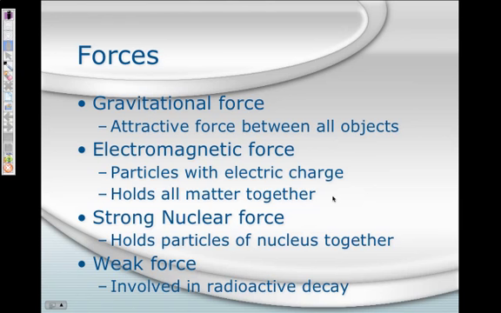Electromagnetic forces act between particles with electric charge, and they hold all the matter together, like ions when they form compounds, positive and negative cations and anions. Those are electromagnetic forces. The strong nuclear force holds the particles of the nucleus together, because in the nucleus we have all protons, which are all positively charged. So the strong nuclear force is what holds those positives in tightly together. And the weak force is involved in radioactive decay.